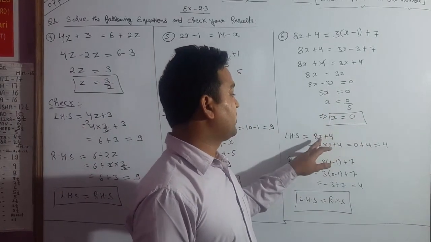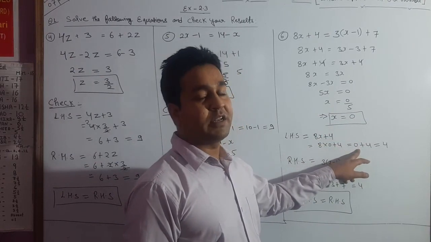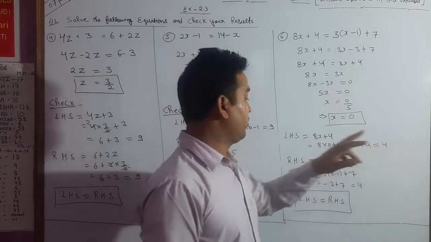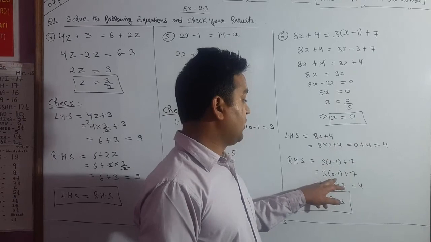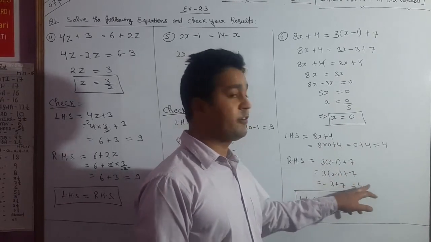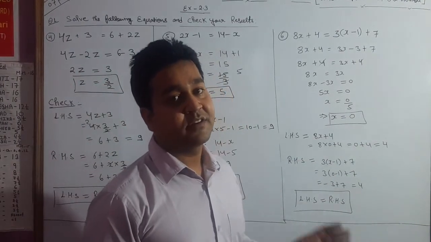8x plus 4, what is the value of x here? 0, just put 8 multiply 0, again you get 0. When you multiply a number by 0 you always get 0, and then plus 4. So your answer is 4. Come on right hand side, 3 bracket x minus 1 plus 7, and 3 into 0 minus 1 plus 7. 3 multiply minus 1 you get minus 3, and then plus 7 you get 4. So left hand side is equal to right hand side, it means that your answer is right.